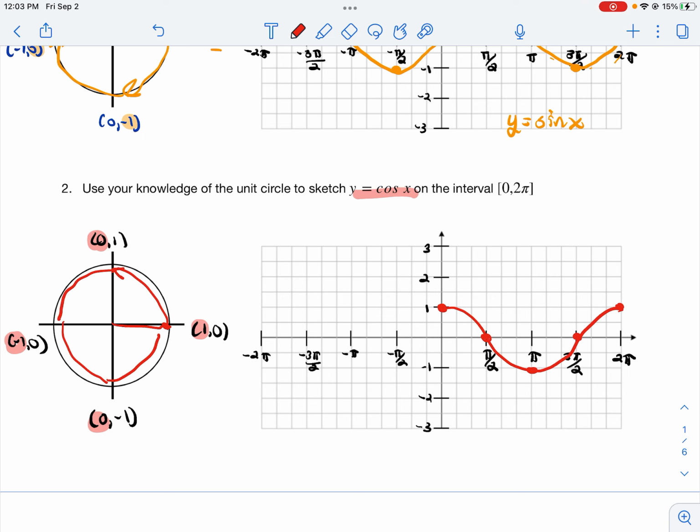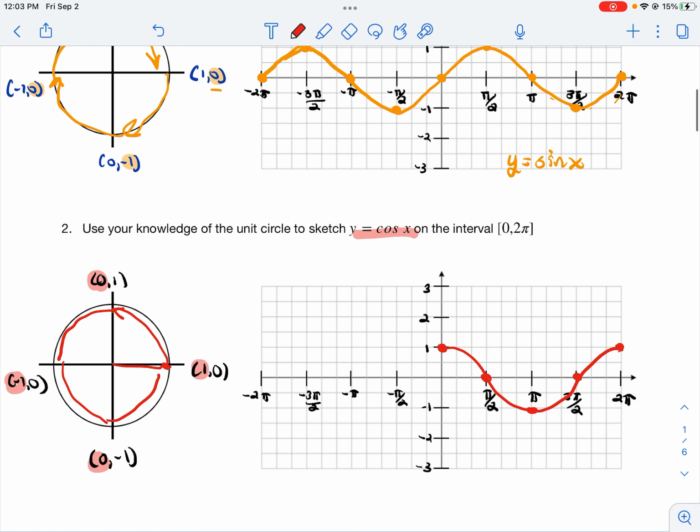So this is one period of the cosine graph. Now if I put in the other period, going the other direction over here. Okay, so at negative pi over 2, I'm at 0. Negative pi, I'm at negative 1. At negative 3 pi over 2, sorry, I'm at 0. And negative 2 pi, I'm up to 1.